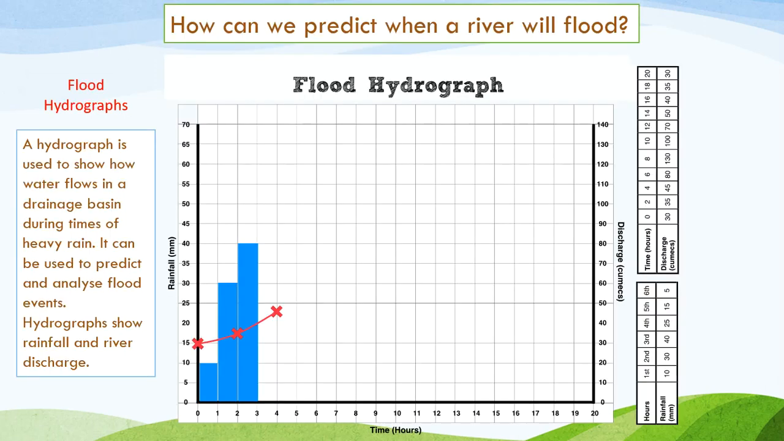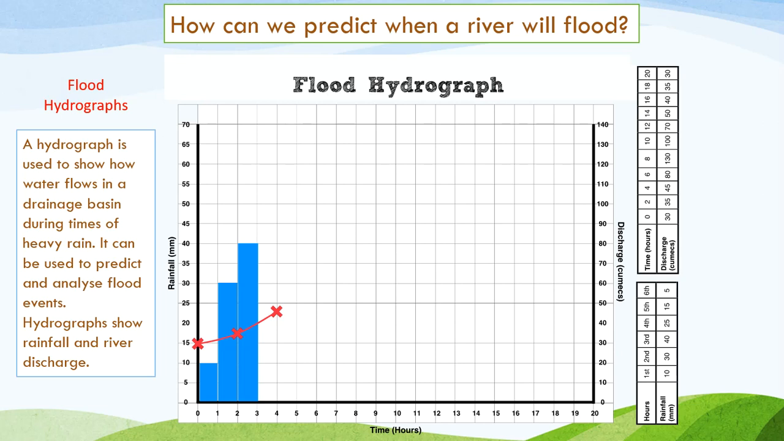Right, so in the video they talked about a flood hydrograph. Let's just quickly recap what that is. A flood hydrograph is used to show how water flows in a drainage basin during times of heavy rain. It can be used to predict and analyze flood events. Hydrographs show rainfall and river discharge. So this is a partially completed flood hydrograph. The red line shows how much water is flowing through a drainage basin, measured in cumecs, and the rainfall is shown as the blue bars on the graph.